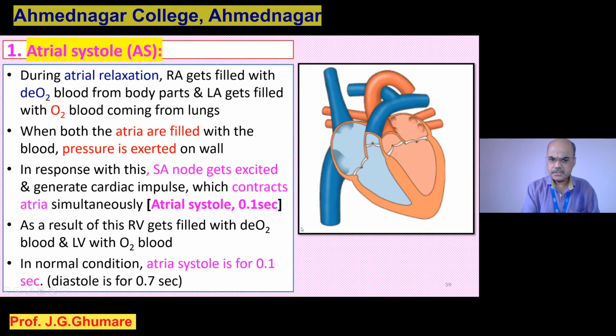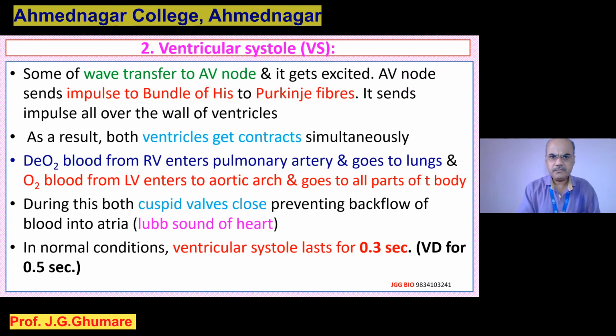Remember, normal condition, I told you, atria will be in systole for 0.1 second only. That way, for the remaining time, they will remain in a diastolic situation, 0.7 second. Next step will be the ventricular systole, ventricular contraction. I told you the wave will travel all the way from the AV node. AV node will collect some of the wave. That will travel all the way to the bundle of His and Purkinje fibers finally. What happens here? As the impulse reaches from down to up, the ventricles will contract simultaneously.